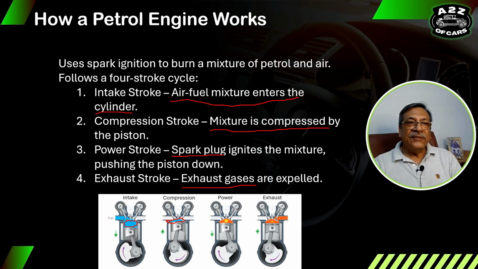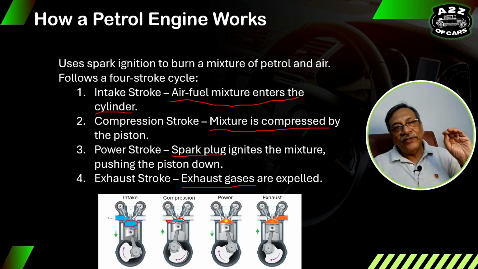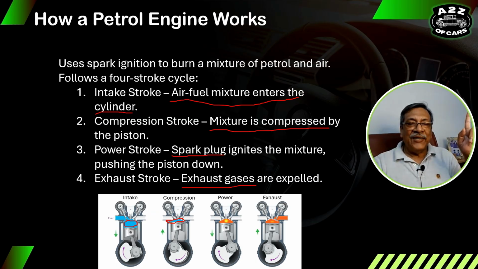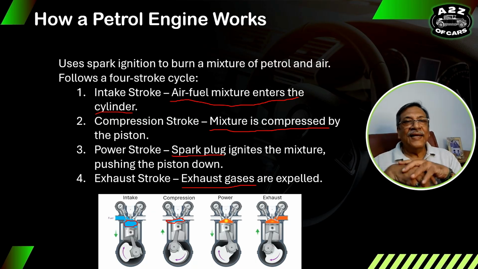Now how does this happen? This happens with the help of intake valve and exhaust valve. During intake, the intake valve opens, that allows the air fuel mixture to come inside. Then during compression stroke, both the valves are closed, intake as well as exhaust valves. Then during power also, both are closed. As soon as the exhaust starts, the exhaust valve opens, intake valve remains closed, exhaust valve opens, and the burnt out gases are expelled out.